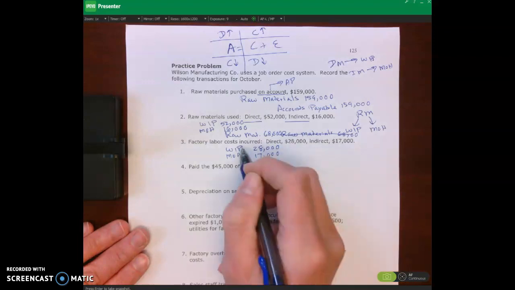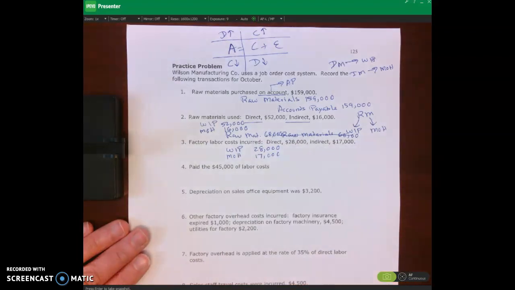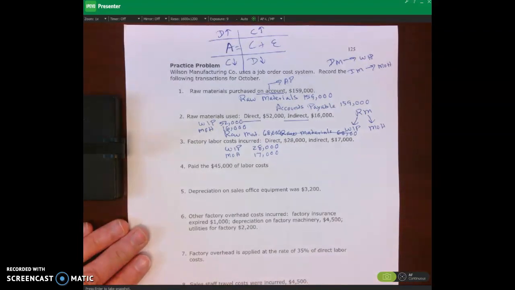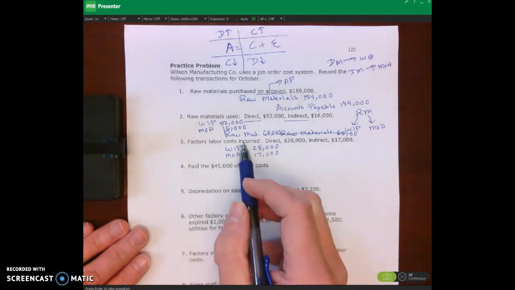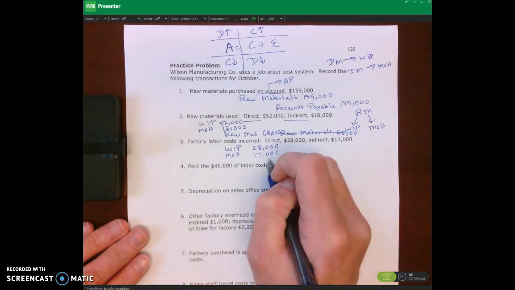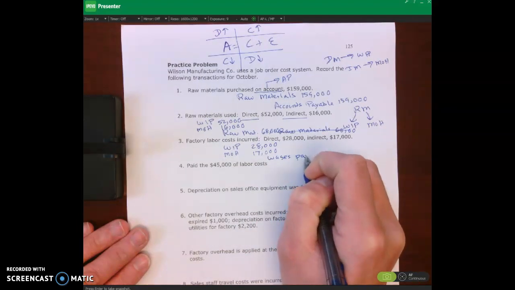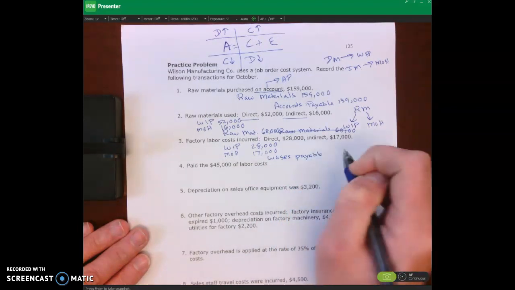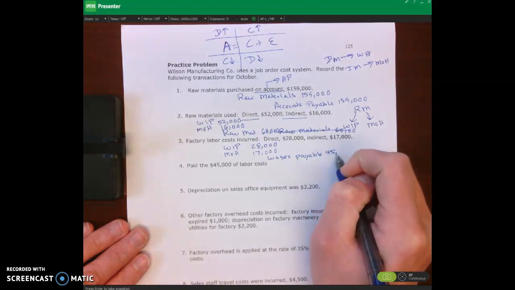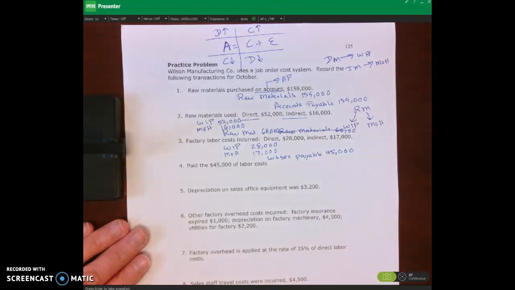And then it doesn't say anything about paying the labor costs, so it's just incurring the labor costs. So I will credit my liability, wages payable, for the summation of those two, $45,000. Okay?